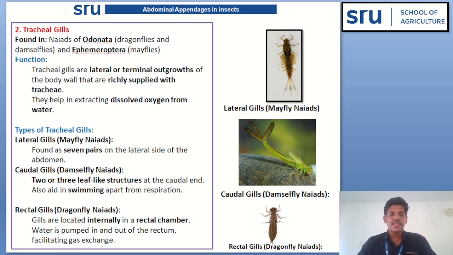So the types of tracheal gills: lateral gills are there in mayfly nymphs, caudal gills are there in damselfly nymphs, and rectal gills are there in dragonfly nymphs.